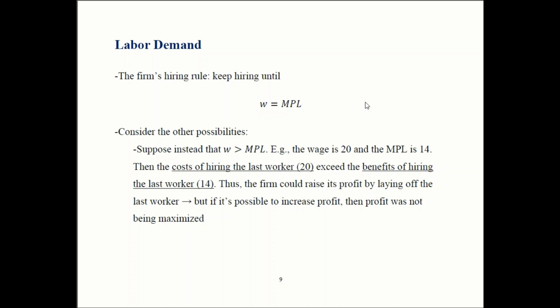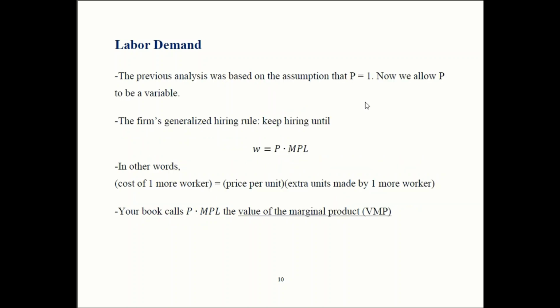Now, this analysis was based upon price being 1. I promised to consider the more complicated case: what if price is not equal to 1? What if price is a variable? In that case, the profit maximizing rule is going to be the following. This will be the firm's derived demand. You want to set the wage equal to the price of your good multiplied by the marginal product of labor.